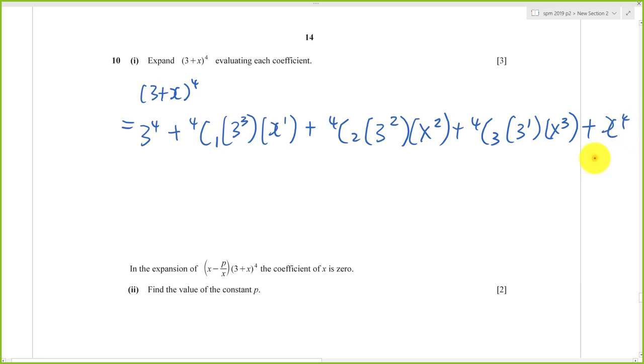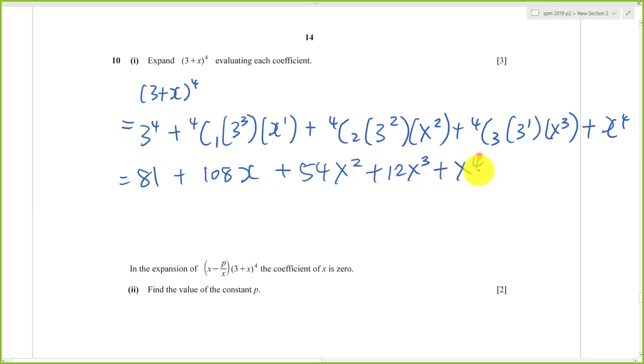Then I will just simplify this using a calculator. 4 times 27 is 108. 4C2 times 9 is 54. Then 12. Yep, this is what happens when they ask you to evaluate each coefficient. Basically, you need to expand all of them and then leave them in the simplest form.